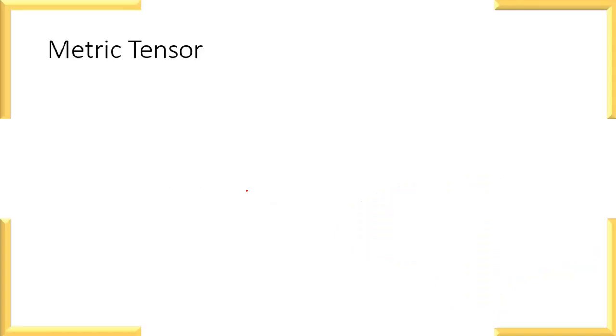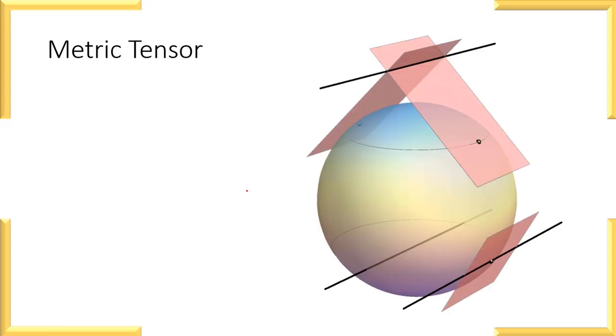So let us learn about a metric tensor. Consider a manifold. Here we have a manifold which is embedded on a spherical surface. The surface of this given sphere is the manifold, and it is a two-dimensional manifold which is embedded in a three-dimensional space, that is the sphere, just like a globe.